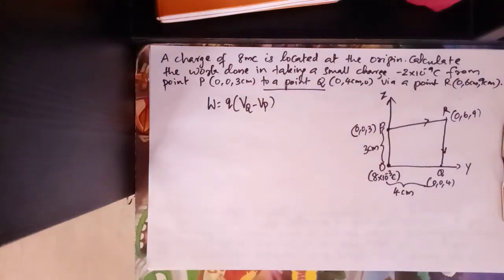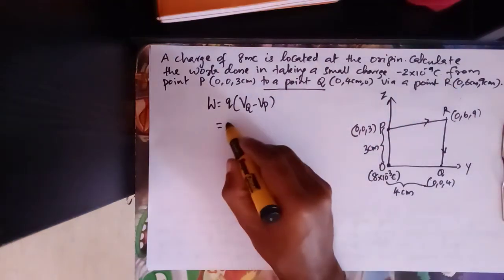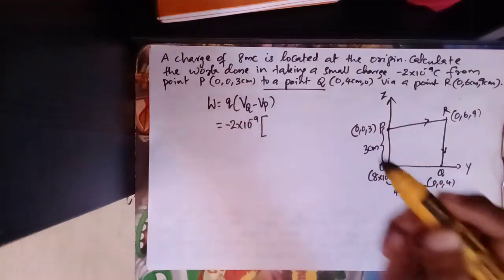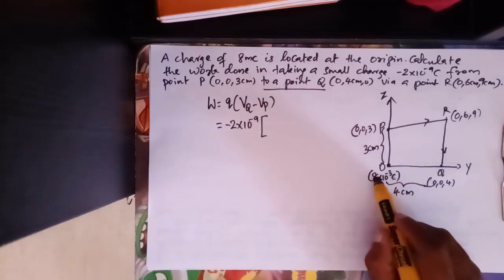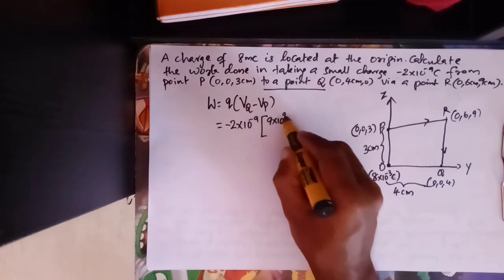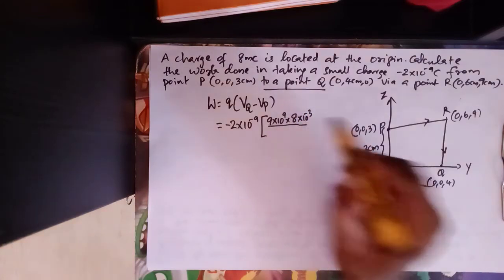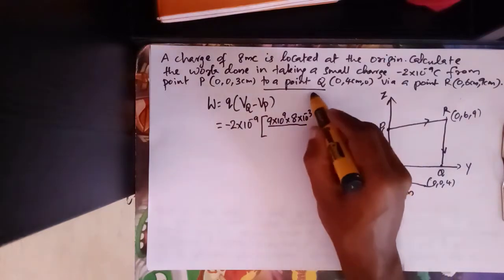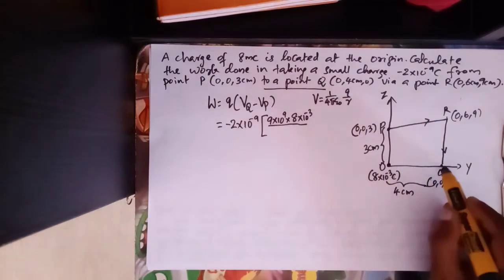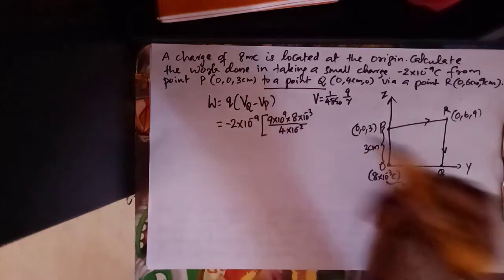Okay, so we'll substitute the values. What is the value of Q? This is the charge which we move, minus 2 into 10 raised to minus 9. Then we have VQ. What is VQ? Potential due to this charge at Q. What's the equation of potential? It is 1 by 4 pi epsilon 0, Q by R. So we have 9 into 10 raised to 9, then this charge 8 millicoulomb, 8 into 10 raised to minus 3, divided by the distance. The distance is 4 centimeters, so R is equal to 4 into 10 raised to minus 2.